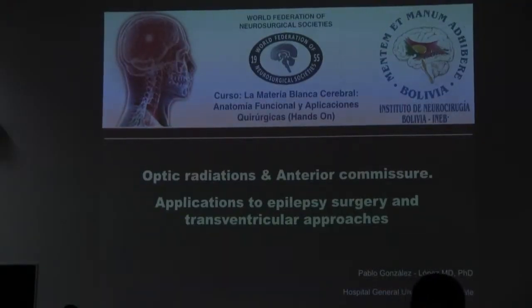Once we peel it away, we will uncover the next layer, which is based on the anterior commissure and the optic radiations. And I'm going to try, as always, to give a clinical point of view in order to understand why it's important to know the location of these structures.